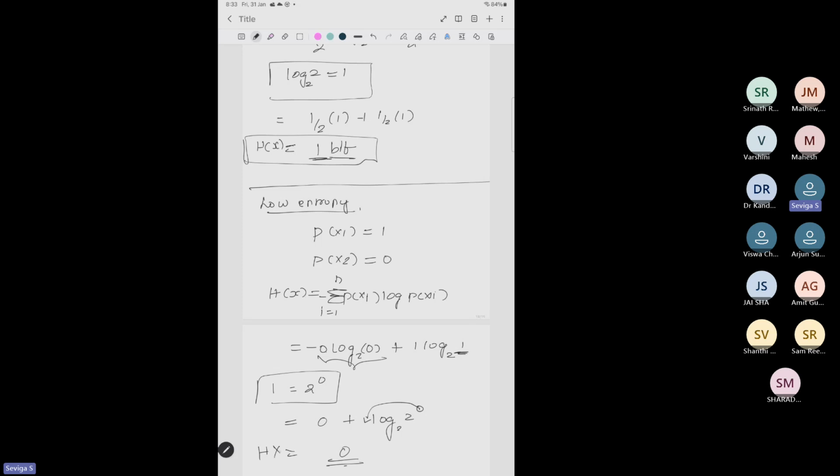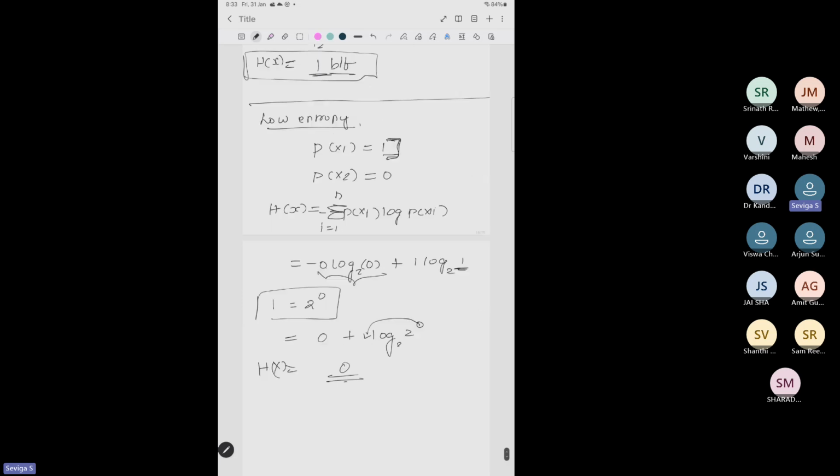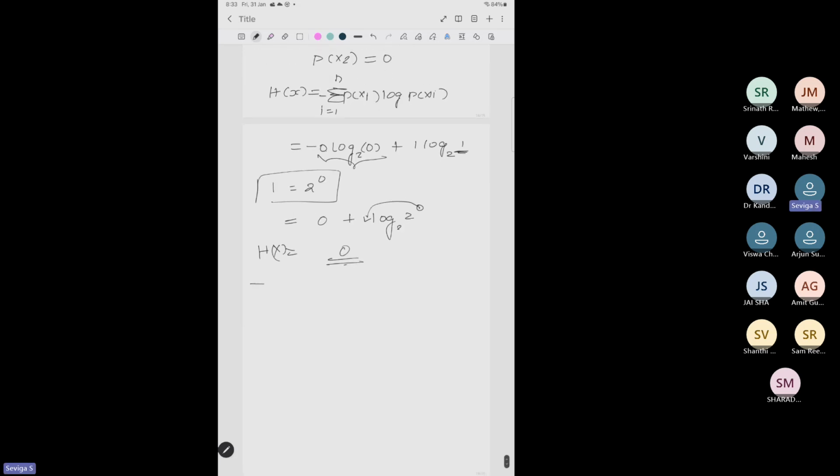So this has a low entropy. One event is highly likely. When one event is highly likely, there is no uncertainty here. When the uncertainty is less, we have low entropy. That is what we have to understand.